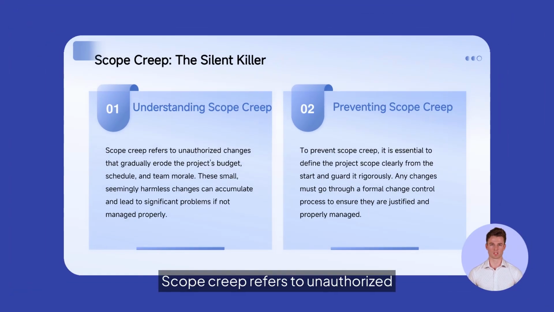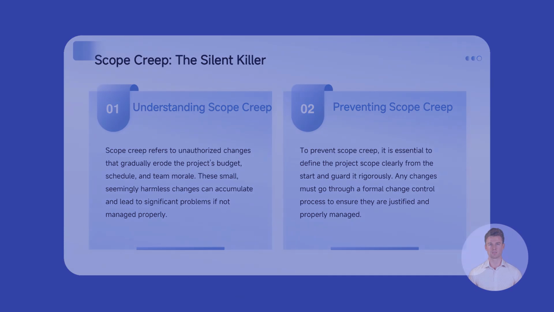Scope creep refers to unauthorized changes that erode a project's budget and schedule. Preventing scope creep requires clear scope definition and rigorous control processes. This ensures changes are justified and managed effectively.